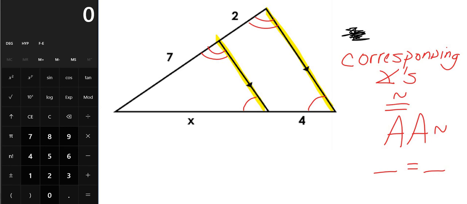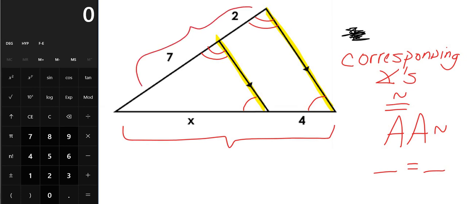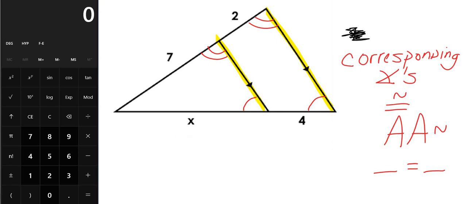Now, what we're going to use here is something called the Side-Splitter Theorem. Instead of breaking out the two triangles and figuring out what's the entire bottom side of the big triangle, what's the entire top side of the big triangle, we're not going to do that. Instead, when we have these parallel lines cutting up the sides of your triangle, we can just use the pieces. So, for example, I could use 7 and match that up to x. That's the little piece on the left and the bottom little piece on the left. I can use the 2 and match that up with a 4.